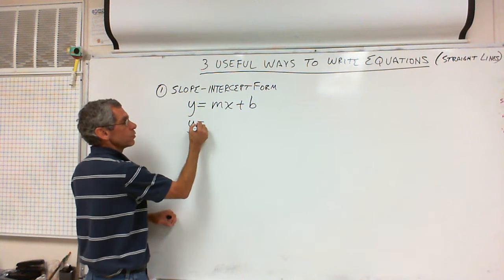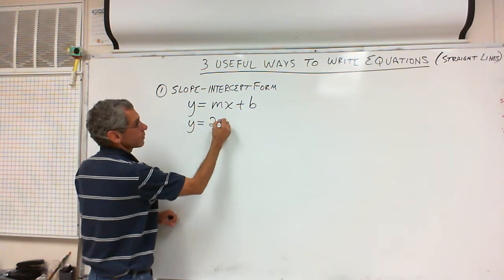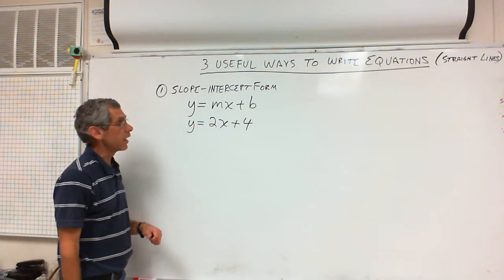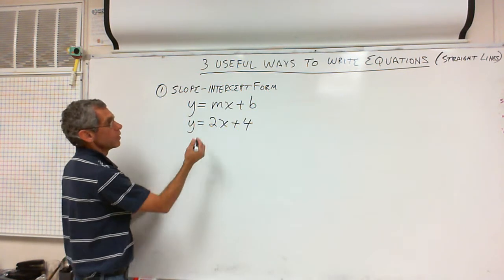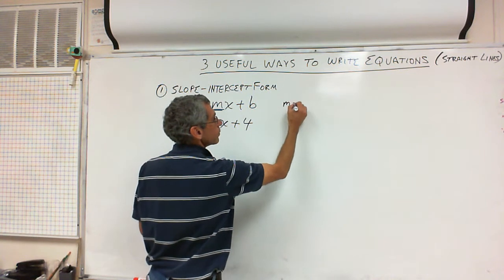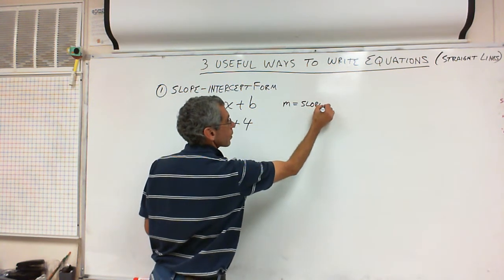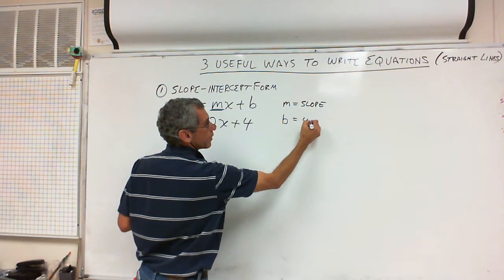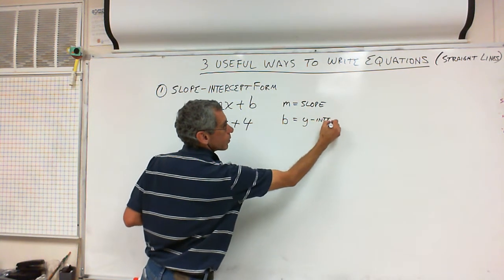So an example of this would be this: y is equal to 2x plus 4. And I know, with this, that my m is my slope, and my b is my y-intercept.